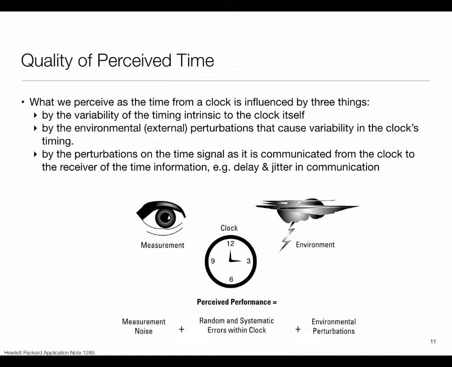So what we perceive as the time from a clock is influenced by the variability in the clock itself, that's the stability, and by environmental factors. There are a lot of things which can affect the clock's timing. Any thoughts on what might affect it? Let's say I have a crystal oscillator, the kind of stuff that we find in electronics all the time. Okay, temperature is one. What else? Voltage? Sure, the voltage you supply. If the voltage is fluctuating, as it does in any electronic device, it will affect it. What else?